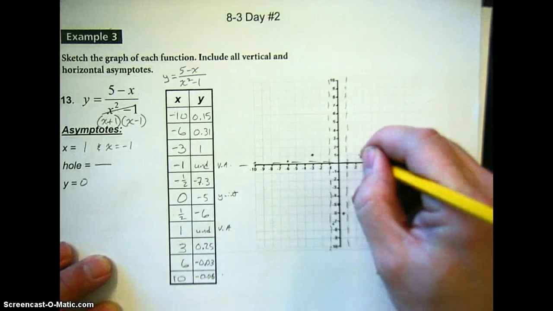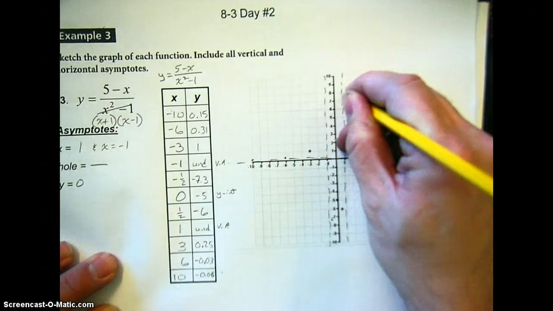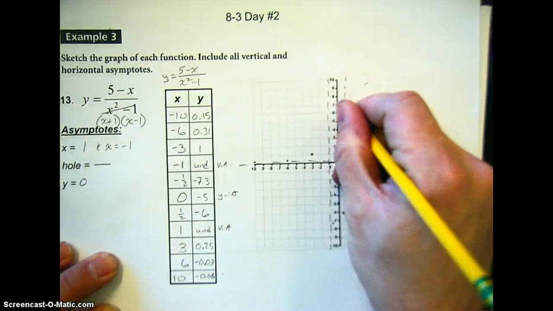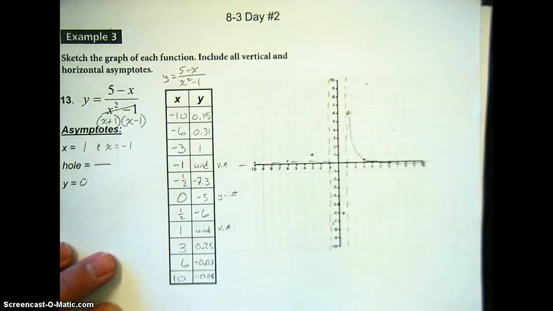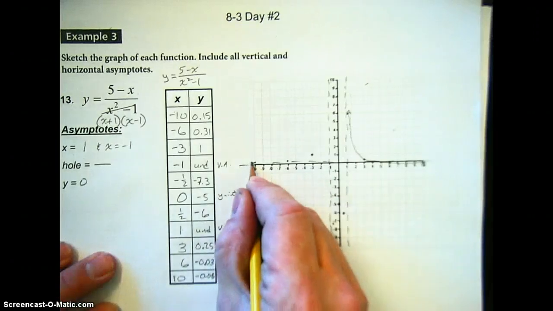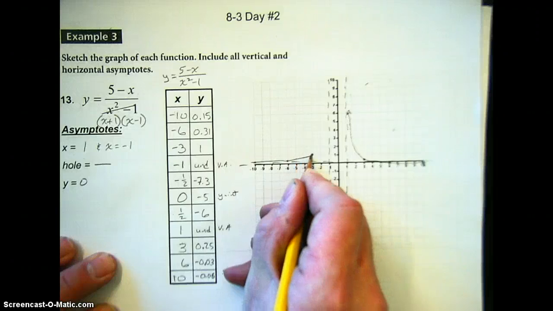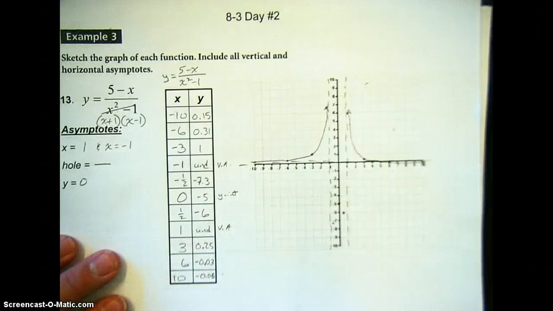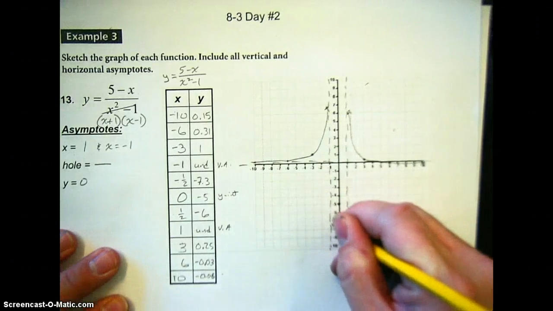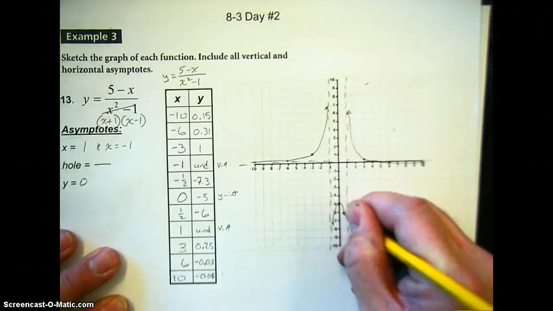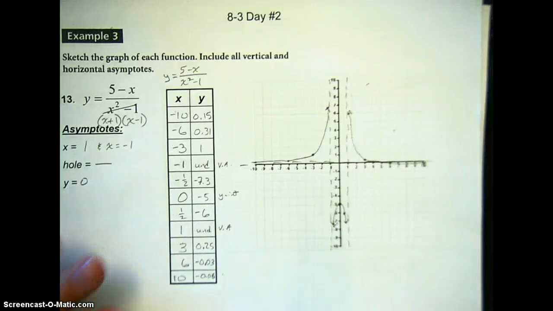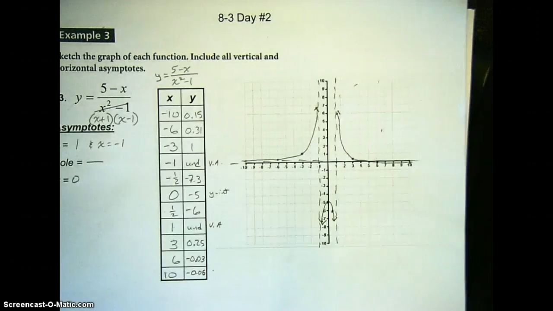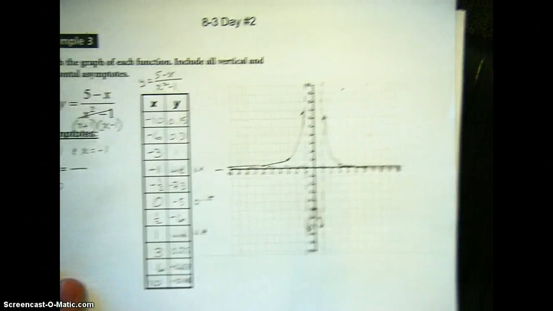Now, you guys remember me saying there's a chance that you will jump over those horizontal asymptotes. Okay? And we're going to get into that a little more tomorrow on why we can jump over those. But remember, the horizontal asymptote you can jump over a bit. The vertical ones you'll never go over. Okay? So we end up with that graph, right? That graph right there.